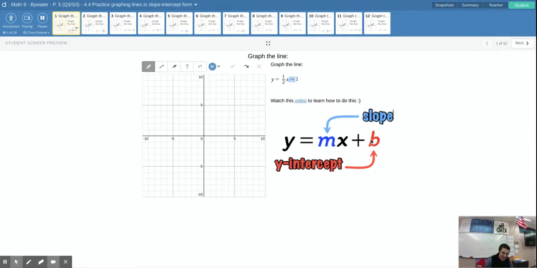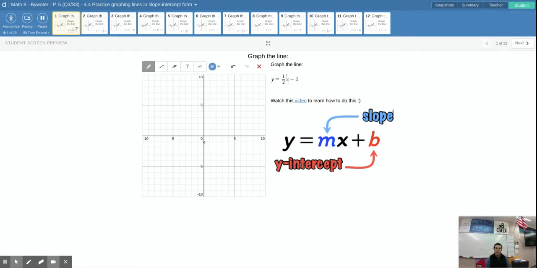Starting at this b value, we're starting there. In this case, my b value is -1. So I'm going to go to my y-axis. So my y-intercept is, and I'm starting at -1. I'm going to click right there. I'm going to put a point right there. Now, just started right there at -1.